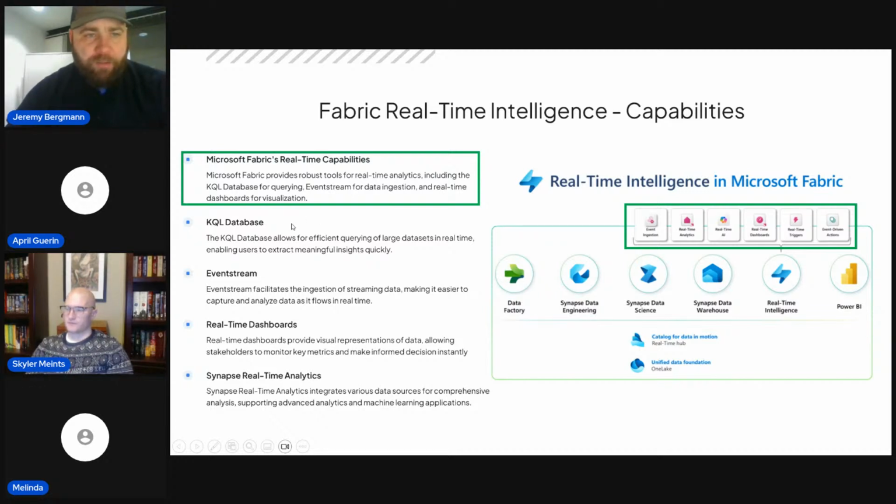You have the KQL database that we just talked about, allowing for efficient querying of large data sets in real time. Similar query language to SQL, however, designed specifically for large real-time data sets. You have event stream, and that facilitates ingestion of streaming data, being able to analyze it as it flows in real time. And you have real-time dashboards and real-time analytics also.